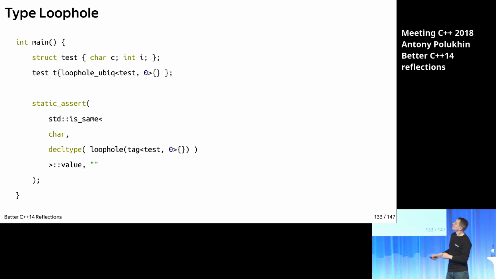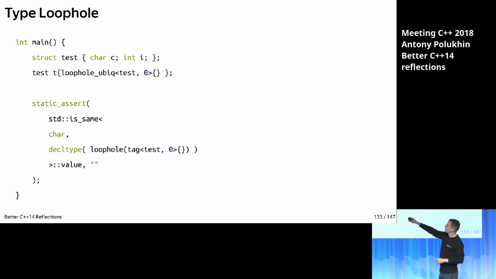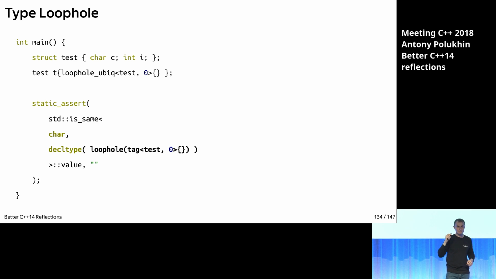Does it work? Yes. We've got a structure test. It has some fields. We say aggregate initialize that structure test with loophole. We say that, yes, we're interested in structure test. And we're aggregate initializing the field with index 0. After that, we can static assert that loophole from test with index 0, the return type of that function is char. And that assertion works and passes. Great.